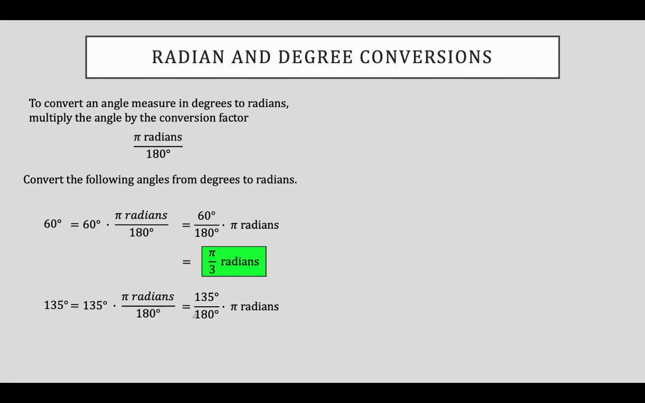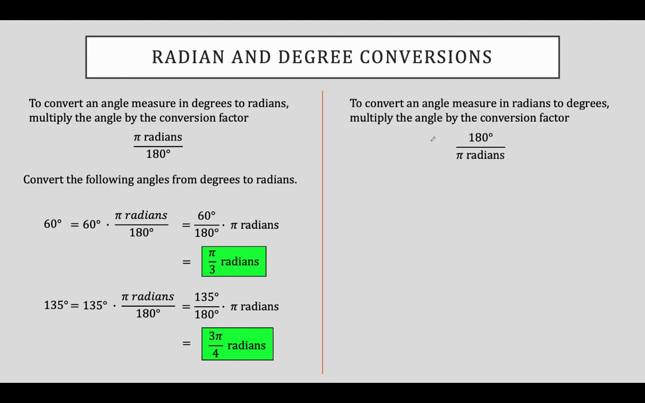135 divided by 180. Now, if you're having some trouble reducing your fractions, don't be afraid to use your calculator to help, okay? Plug in 135 divided by 180, hit enter, then hit the math button and select frac. That will give you the fraction form of 135 over 180, which is 3/4.